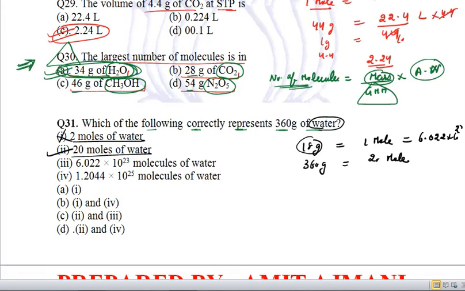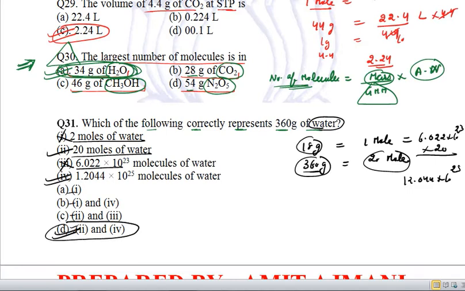Next, we know that 18 grams is equal to 1 mole, which is equal to 6.022 × 10^23 molecules. When it comes to 360 grams, that means 20 moles, so it should be multiplied by 20, which comes out to be 12.044 × 10^25. So again, it is not 6.022, but it is 1.2044 × 10^25. So out of these four options, the second and fourth are correct. That means looking at A, B, C, D, we can see that D is the right answer.